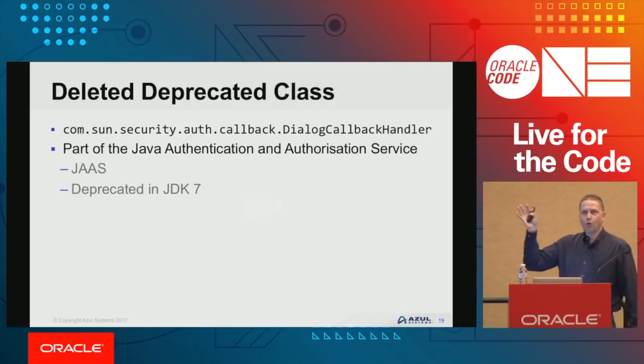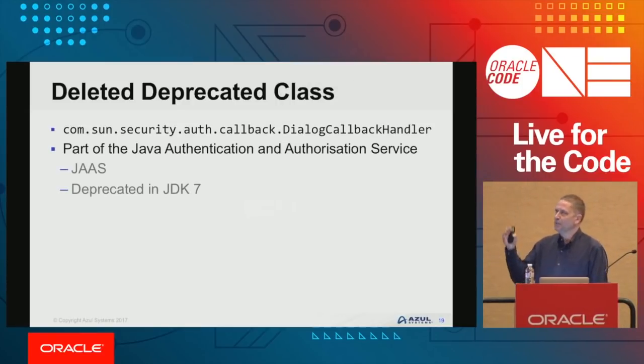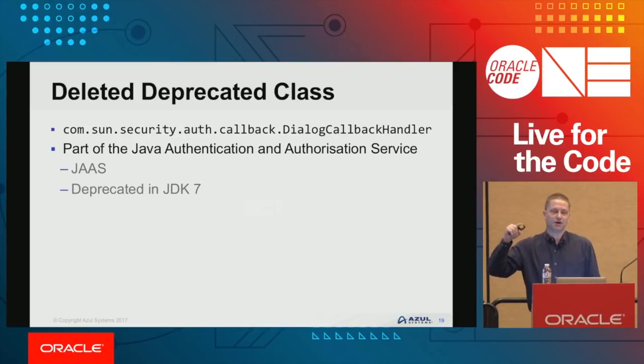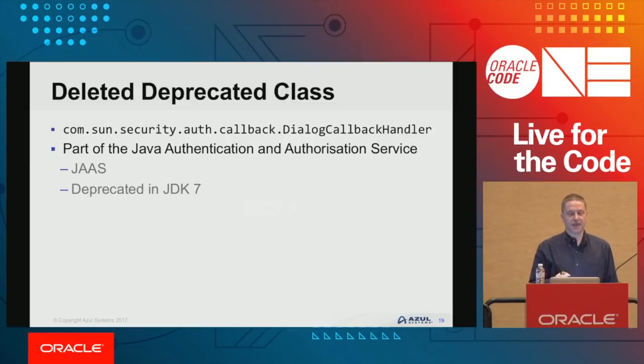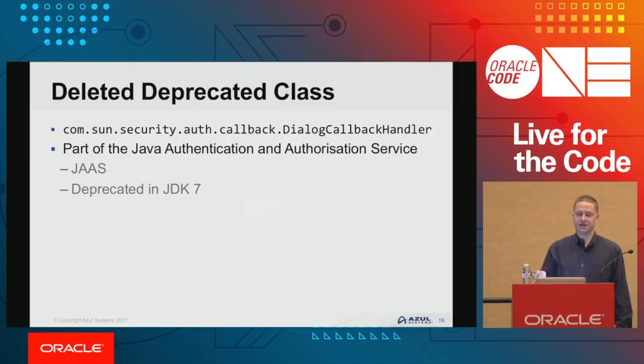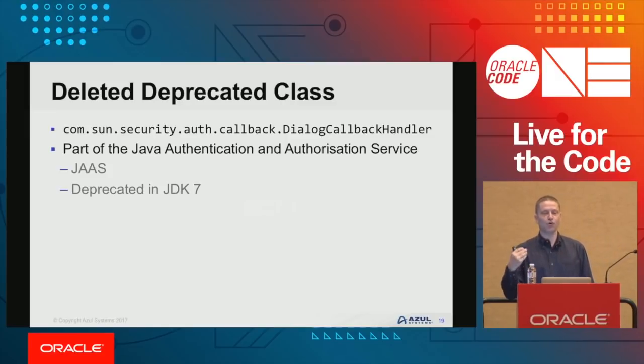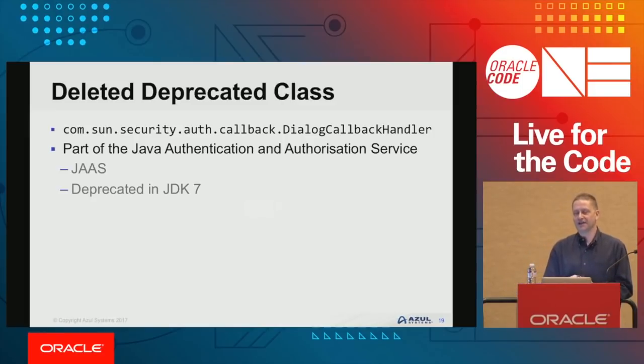They deleted a whole class in JDK 9. Now, this is not part of the Java SE standard. It's part of the Java Application Authentication System. It was deprecated way back in JDK 7. So if, bizarrely, you are using com.sun.security.auth.callback.DialogCallbackHandler, then you will no longer have access to that class. Anybody here using that? Anybody know if they're using that class? Probably not. I haven't found anybody yet who's using that.